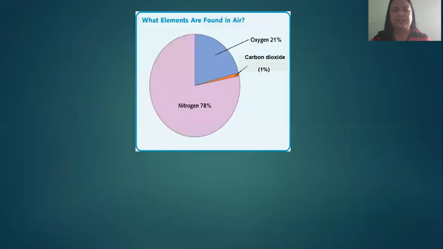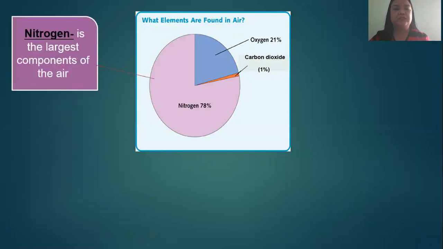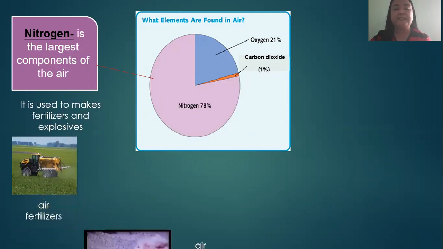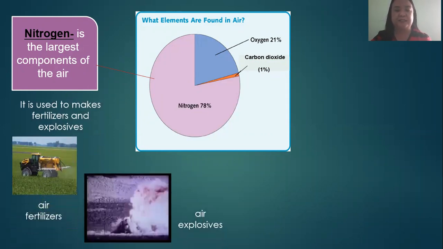Now let's talk about it one by one. So what is nitrogen? Nitrogen is the largest component of the air. The largest means the biggest part. It was 78%. So this is a big part of it. That is nitrogen. And nitrogen is used to make fertilizers and explosives. Look at this.